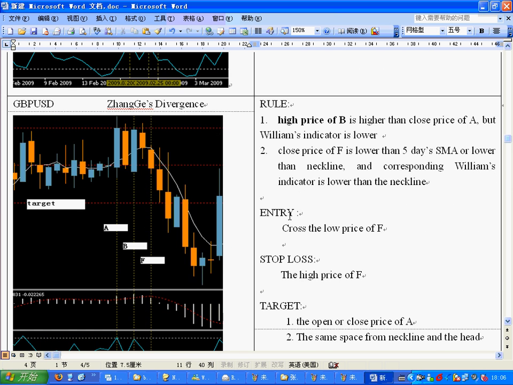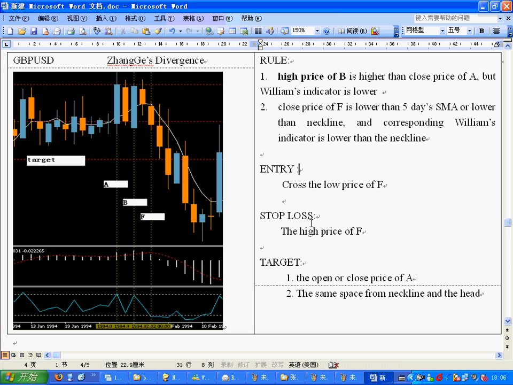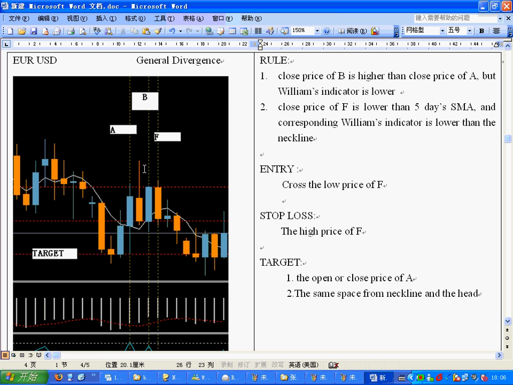Let's take a look at the second kind of divergence. I named it ZhangGe's divergence, and here also A, B, and F. Rule 1 is that the high price of B is higher than the close price of A. It's different from general divergence.